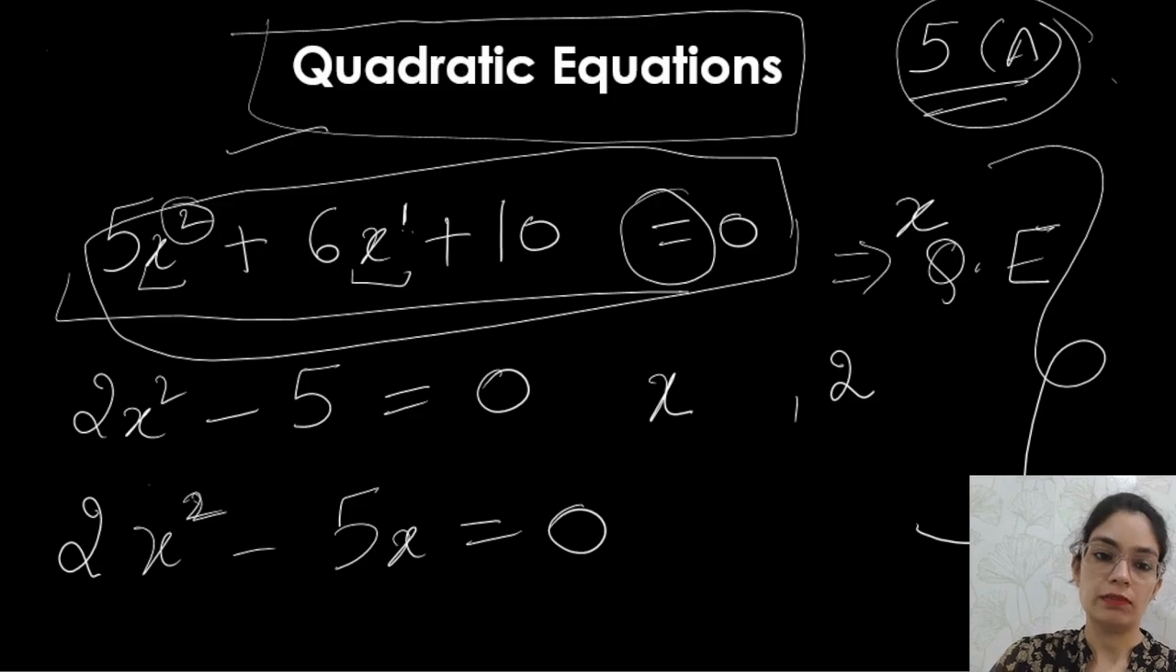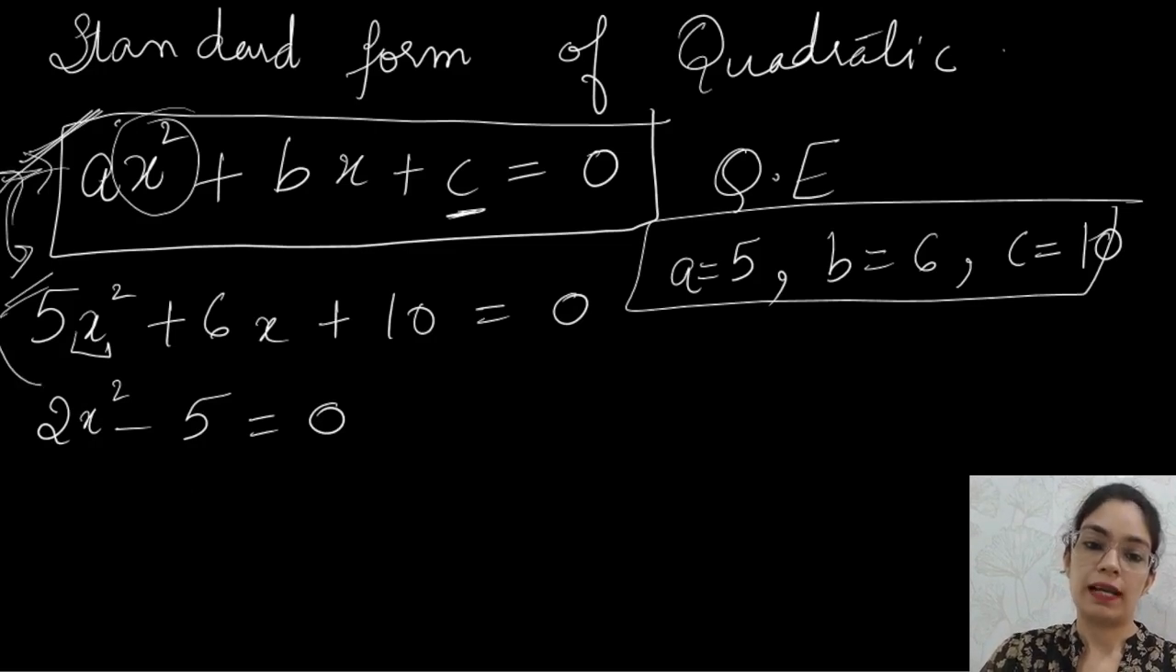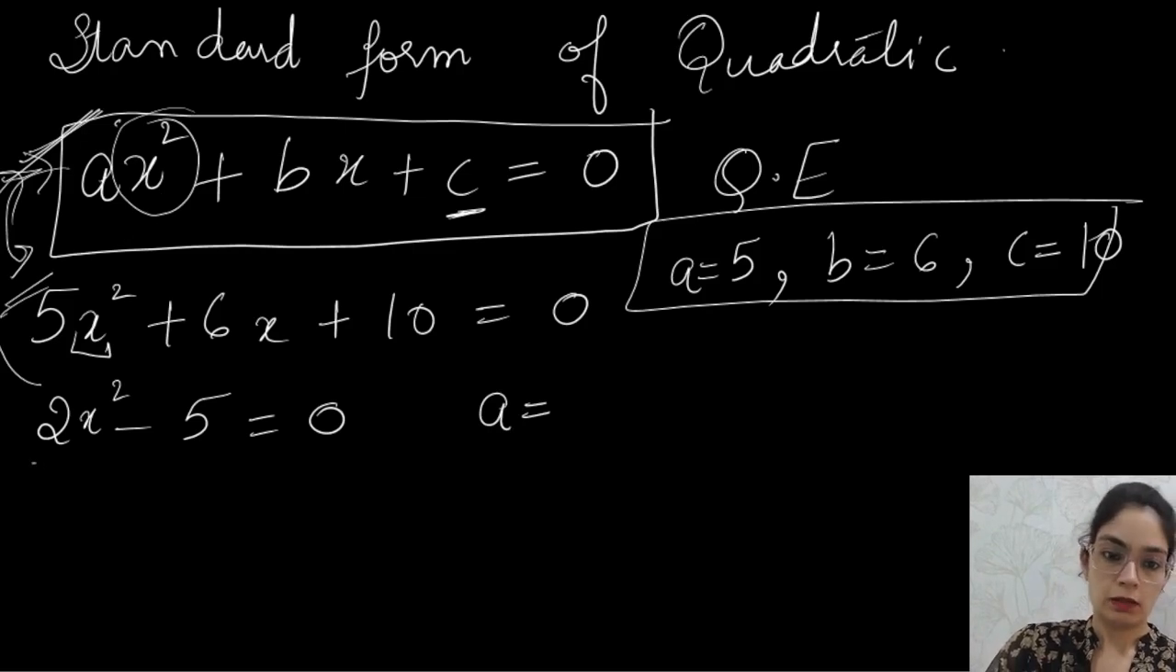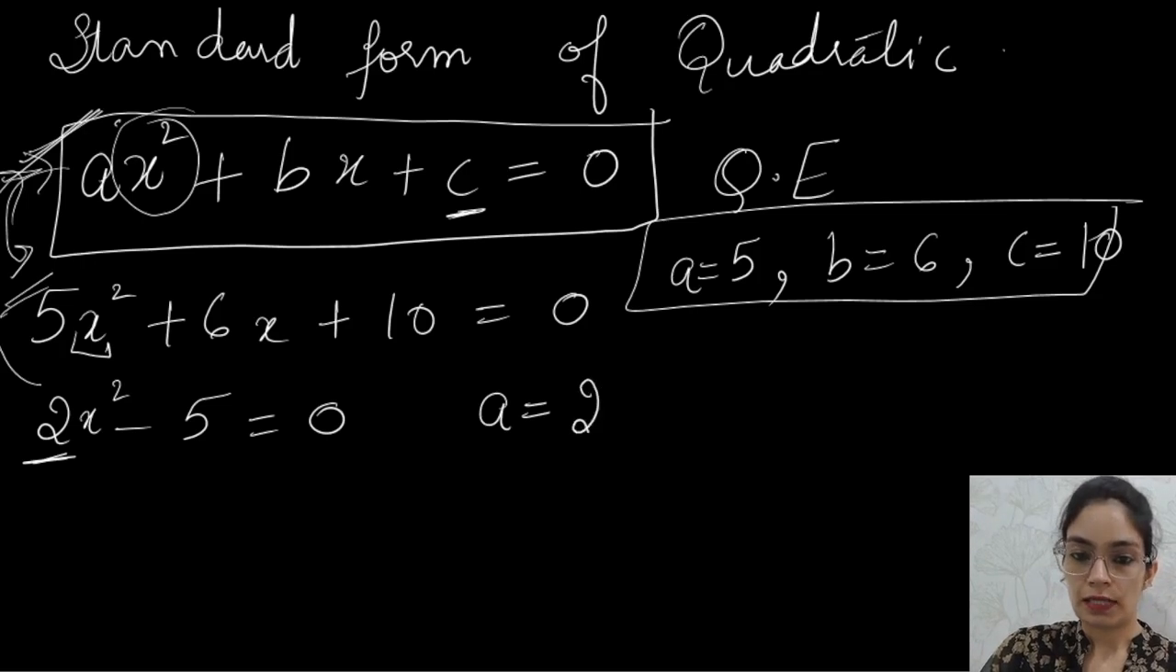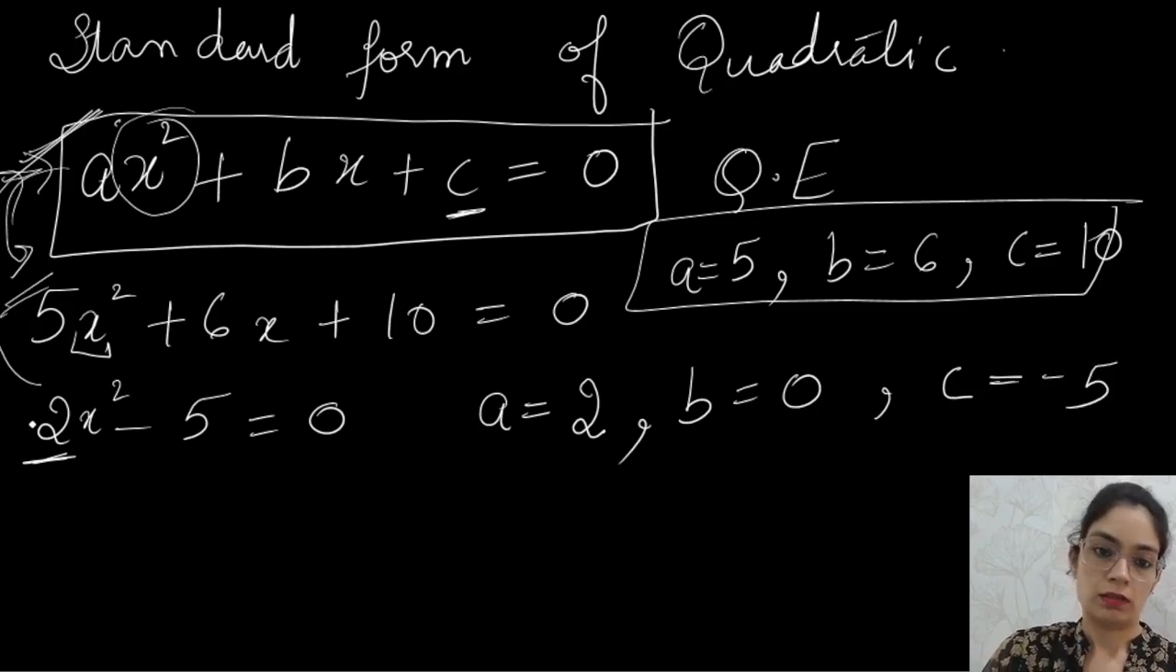Another example I gave: 2x square minus 5 equals 0. Let's compare this with the standard form. The coefficient of x square, the number written with x square, is a. Here the number with x square is 2, so a equals 2. We don't have any x term, so b equals 0. And c is the constant term, which is minus 5 here. So this equation is also of the form ax square plus bx plus c equals 0.